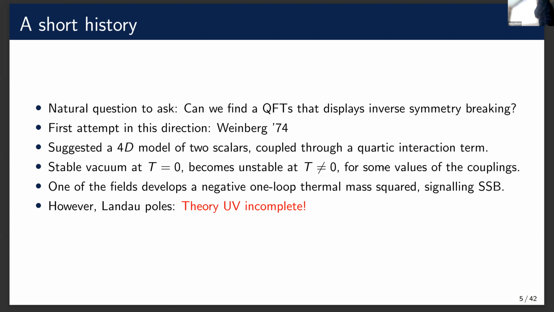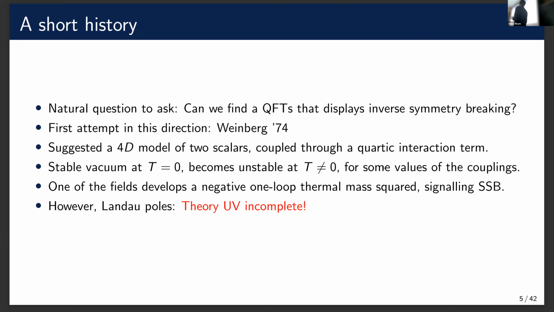This was attempted by Weinberg in 1974. He described a model in 4 dimensions, which consisted of just 2 scalar fields with their individual phi^4 terms, and a term with a quartic interaction between the two fields, such as phi1 squared phi2 squared. He considered this model in 4D, and he showed that if you go to non-zero temperatures, for some values of the coupling, the stable vacuum with both phi's being 0 actually becomes unstable, and spontaneous symmetry breaking happens. One of the fields gets a VEV.